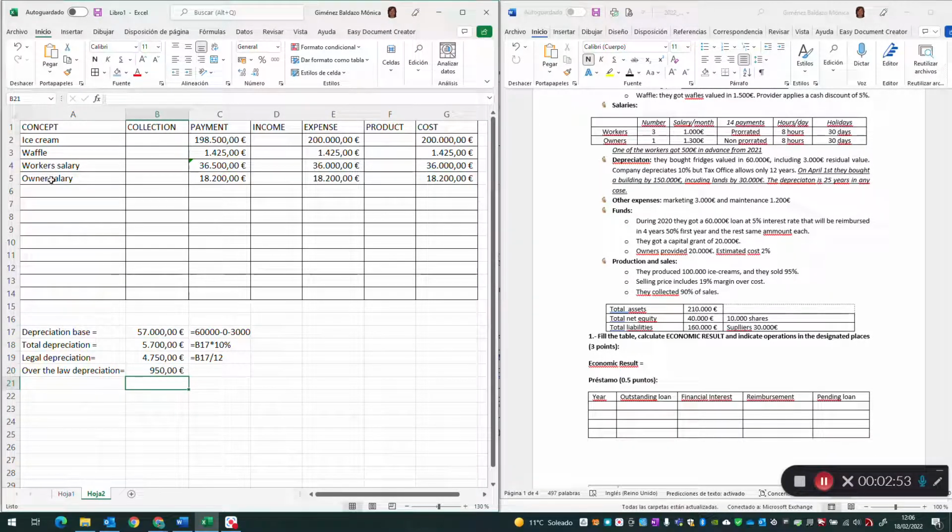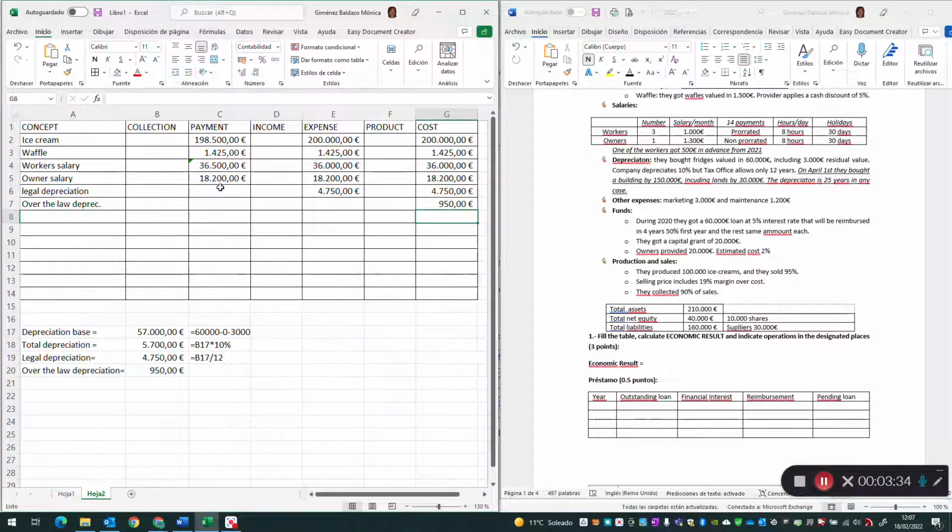I'm going to start translating this information into the chart, okay? So in the chart, we just include legal depreciation and over the law depreciation. Legal depreciation is going to be a cost because this is what happens when we use these fridges in order to keep the ice cream and ingredients and so on. They lose value. So it's a cost because we need it to produce, and it's an expense because this belongs to the production department. Over the law depreciation is an opportunity cost, which means it's just a cost.